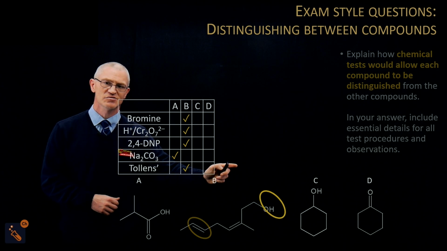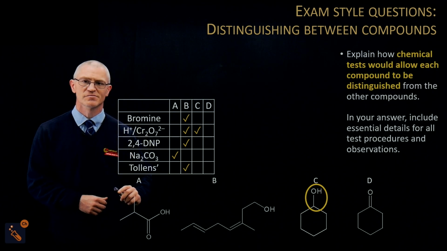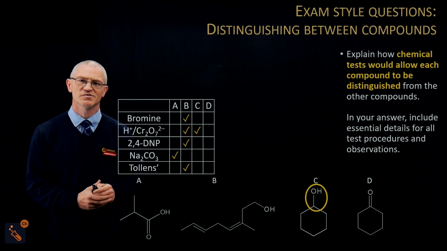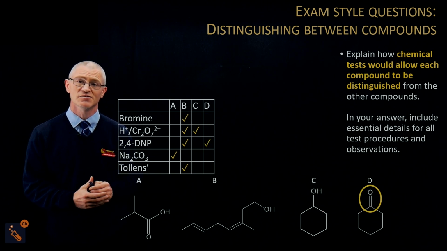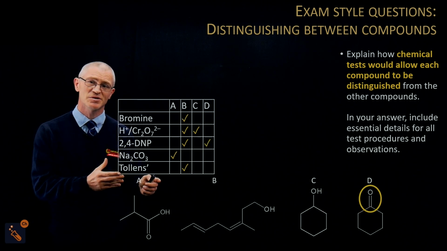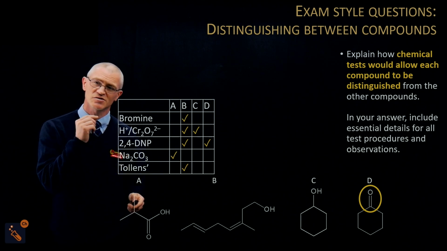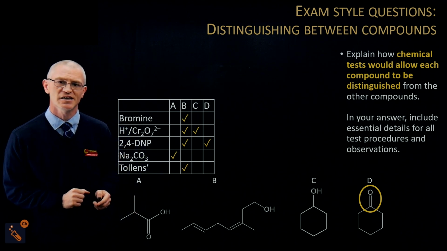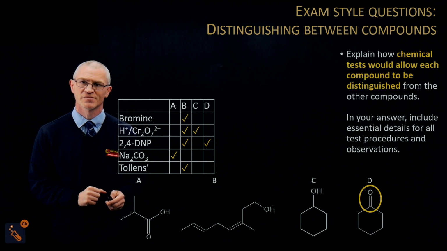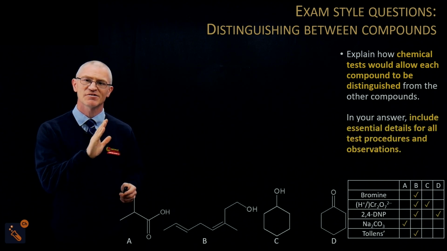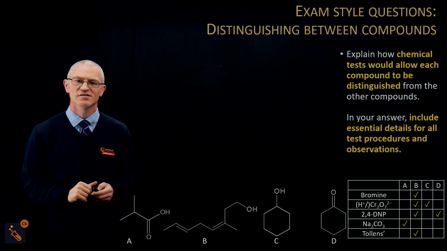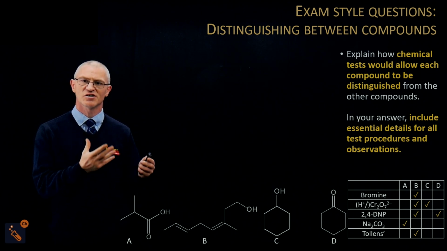Now for C. C is a secondary alcohol. So it can be oxidized using H+ and Cr2O7 2- to a ketone. Next one, our ketone. Now our ketone, this is an exam tip here, if you ever see a ketone you want to identify it, just go straight to 2,4-DNP. Right, now let's move this table down to the bottom, and now let's see how we would write out the answer to the question to show how we could distinguish.